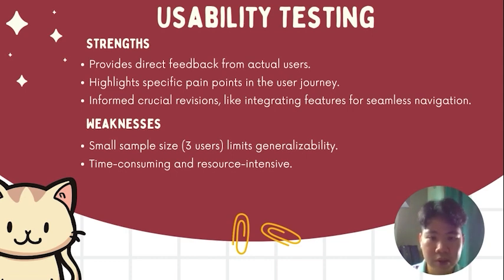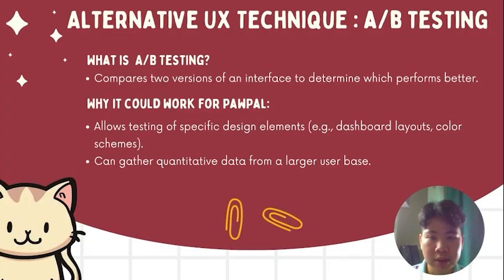For weaknesses, there is a small sample size, like 3 users. So this UX technique limits generalizability, and it is also time consuming and resource intensive. The alternative UX technique for this case study is A/B testing. So what is A/B testing? A/B testing compares two versions of an interface to determine which performs better. So why would it work for Popol?